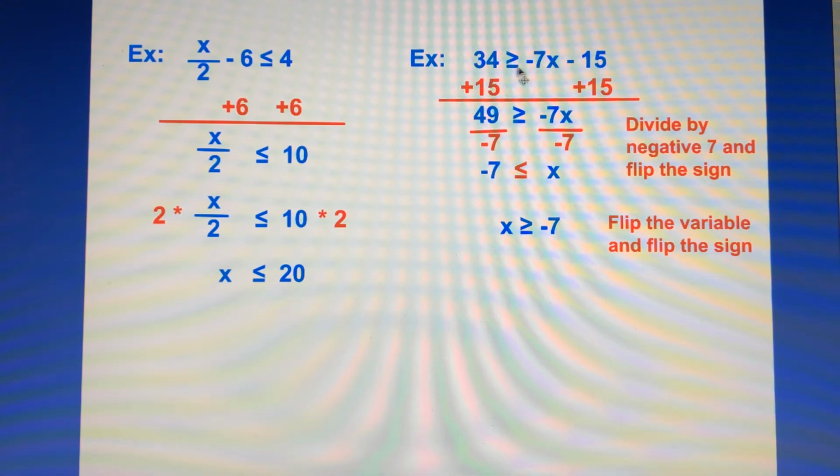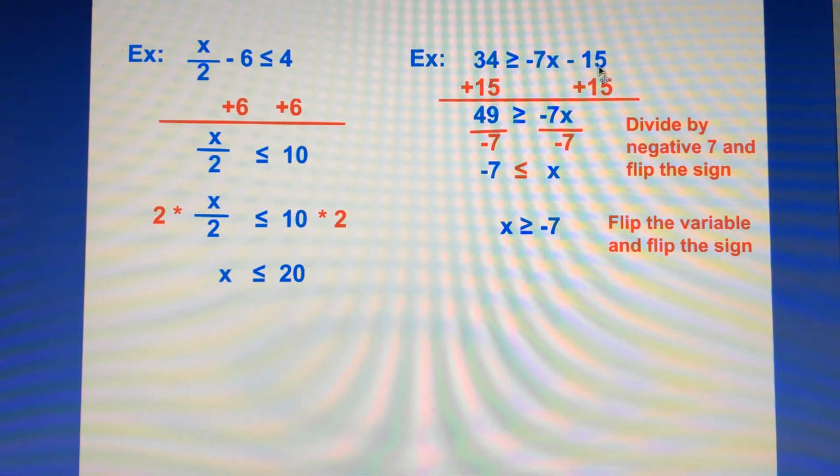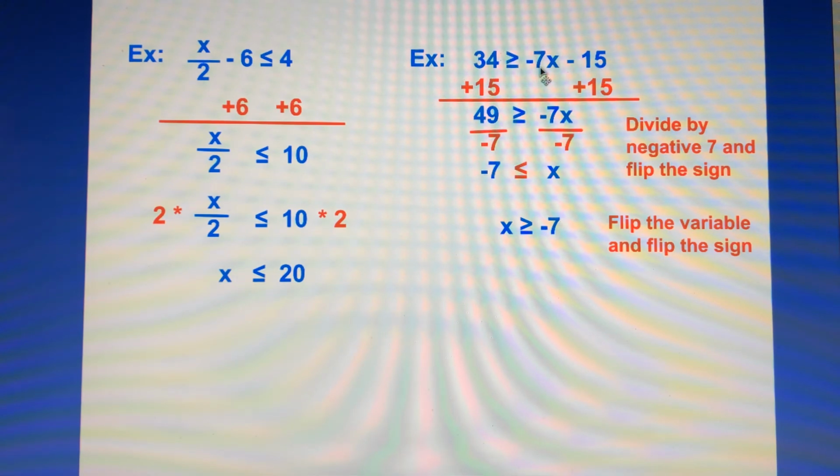34 is greater than or equal to negative 7x minus 15. I see that the x is on the right-hand side. I'm not going to worry about it yet. I need to clean up both sides and solve first. So I need x to be isolated. I need to get rid of the minus 15. I use the inverse operation, which is plus 15 to both sides. 49 is greater than or equal to negative 7x.